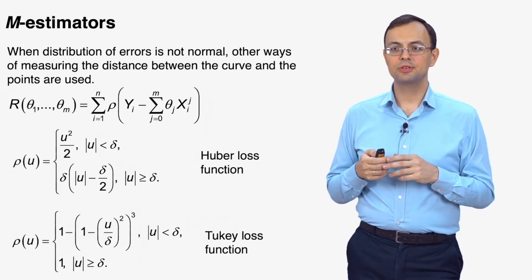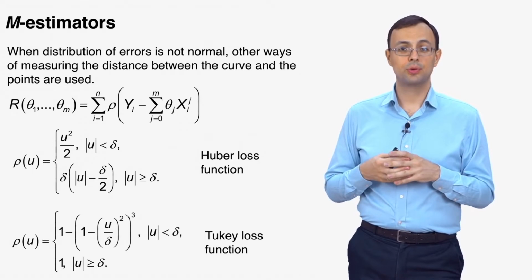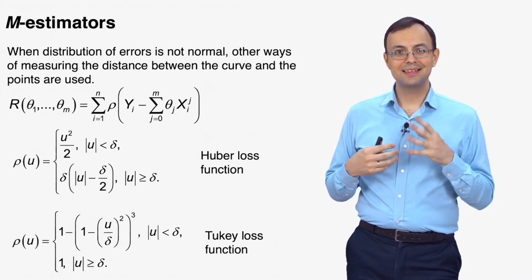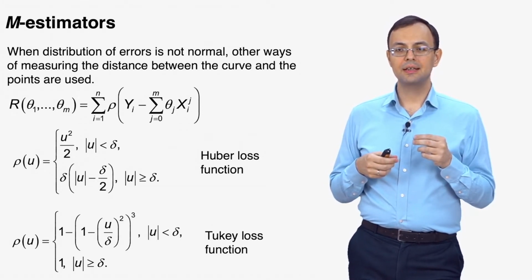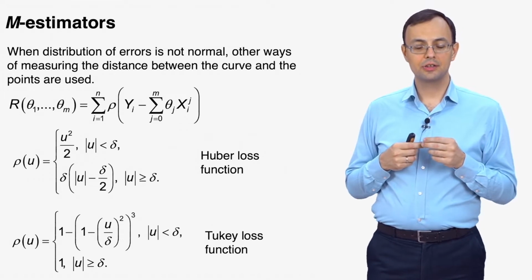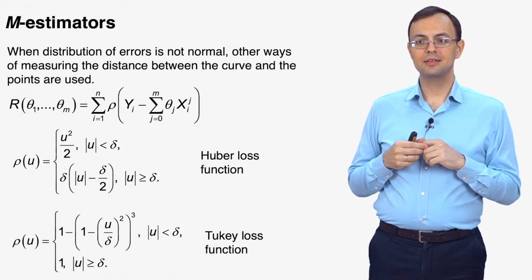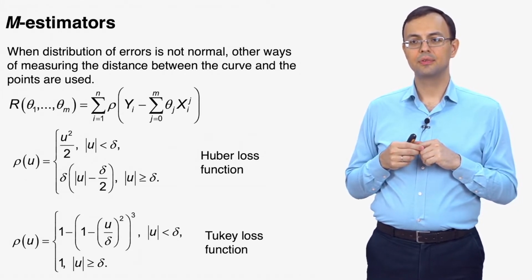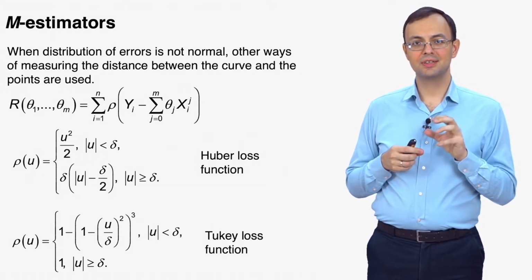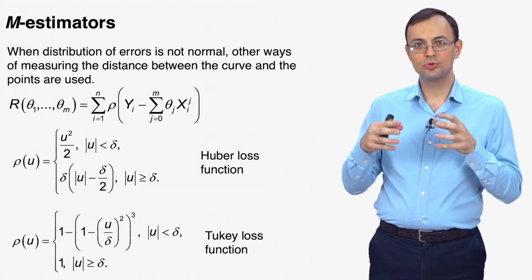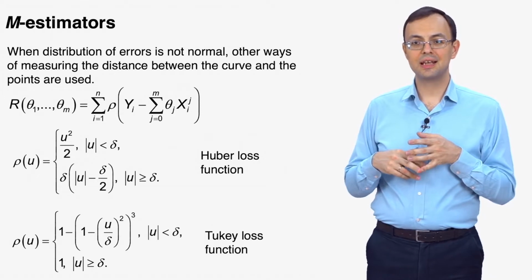And the most popular two are the Huber loss function and the Tukey loss function. You can see the formulas. So the idea is that the Huber loss function is like a square for small deviations, and it is like a line for big deviations. So the Huber loss function is an attempt to join the least squares method and the least absolute value method.